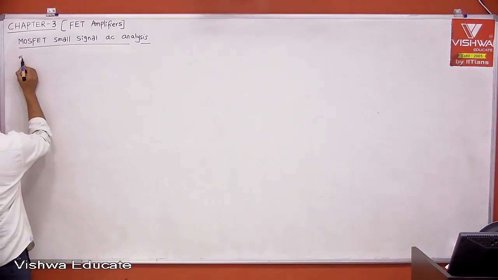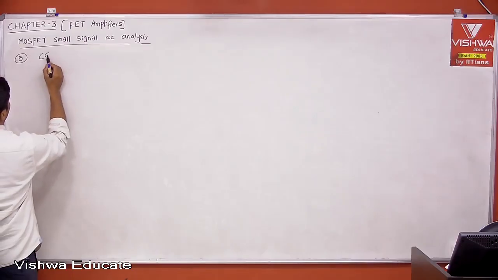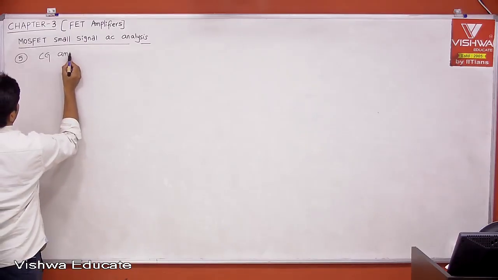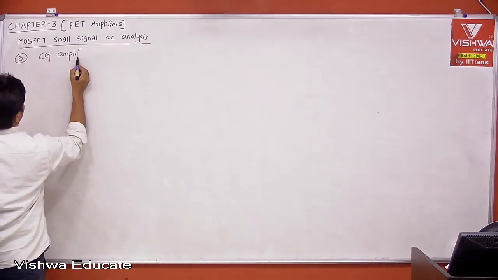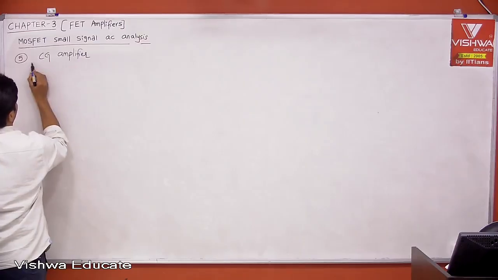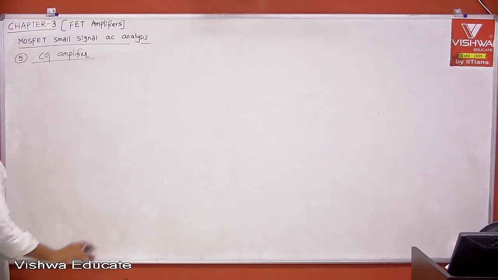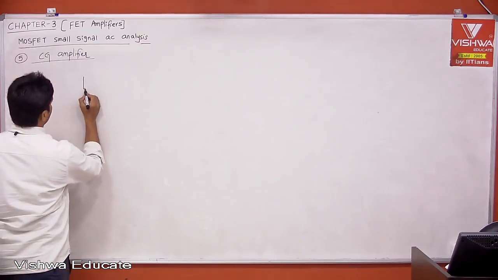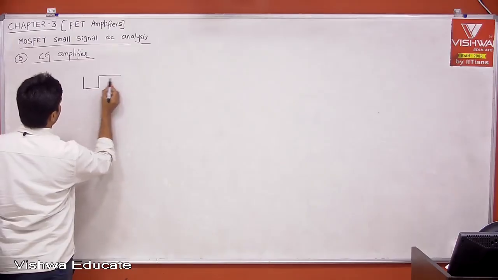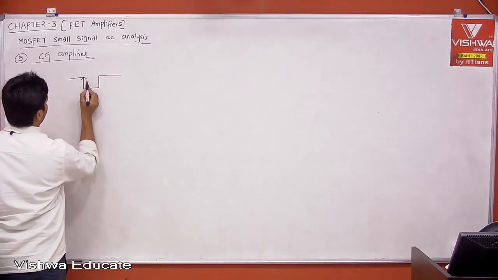Fifth one, CG amplifier. Don't write, listen. Therefore, let me give you a CG amplifier. What is this in the case of BJT? Common base amplifier.